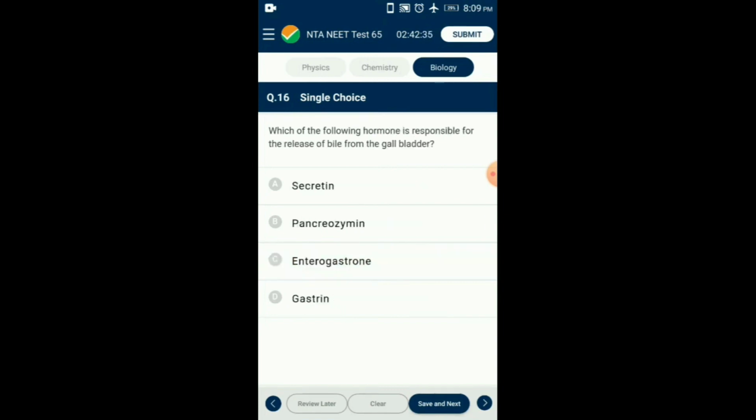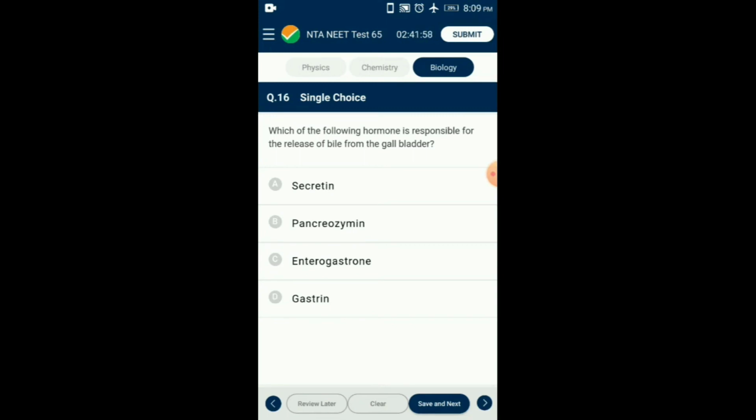Question number 16. Which of the following hormones is responsible for the release of bile from gallbladder? Pancreozymin is also known as cholecystokinin, which results in the contraction of gallbladder and releases stored bile into the intestine. The gallbladder is a pear-shaped hollow structure located under the liver and on the right side of the abdomen. Its primary function is to store and concentrate bile, a yellow-brown digestive fluid produced by the liver.